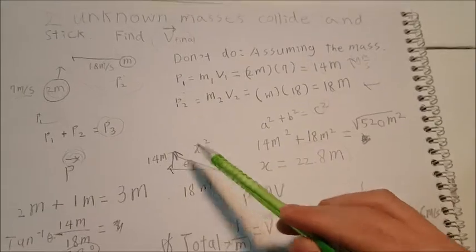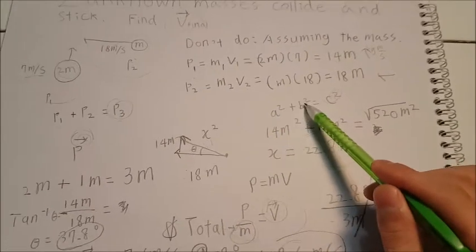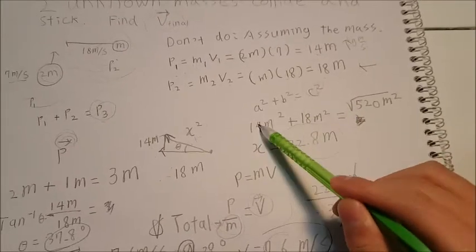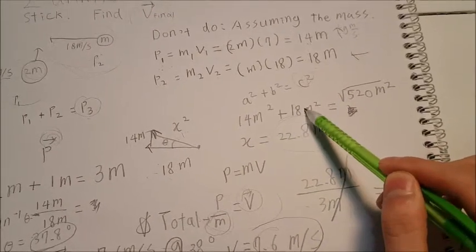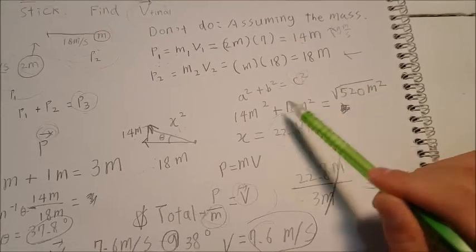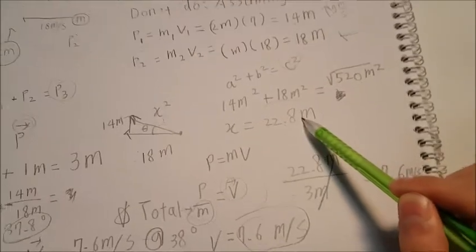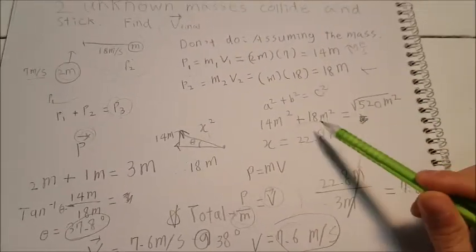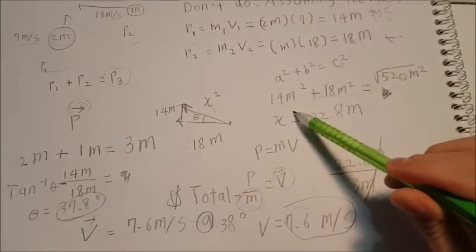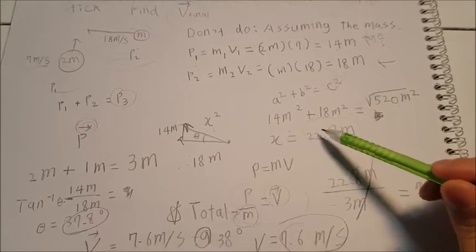So you do your calculation for getting your hypotenuse, a squared plus b squared equals c squared. So 14m squared plus 18m squared equals 520m squared, and you're going to square root this, of course, in order to just get the x, and you get 22.8m. And note that I'm keeping the variable for all of my calculation, as I'm going to cancel my variable in the next step.